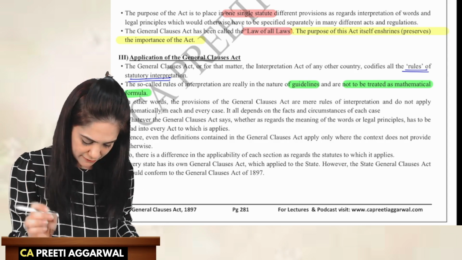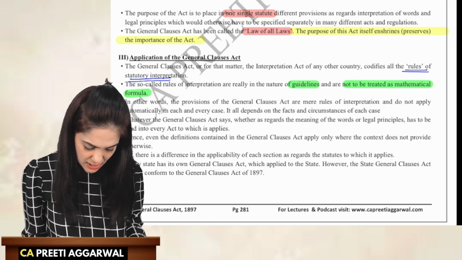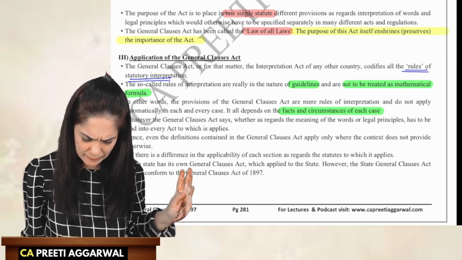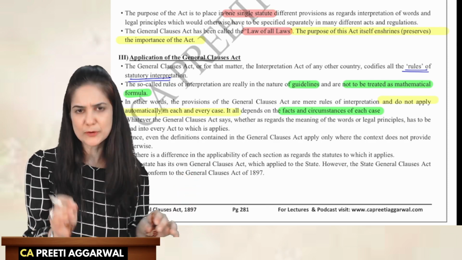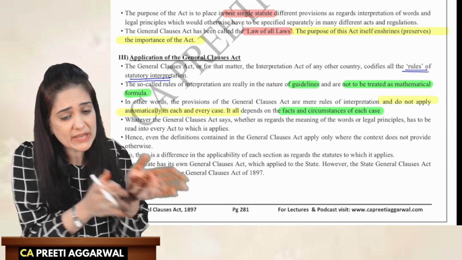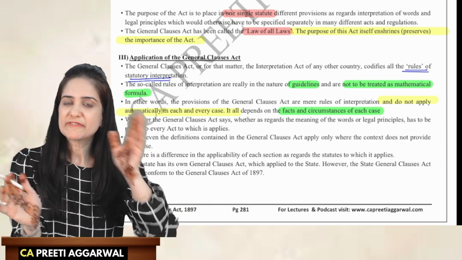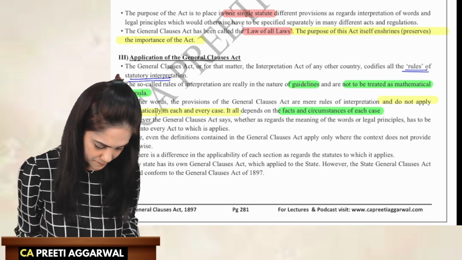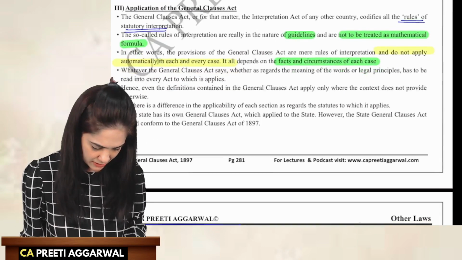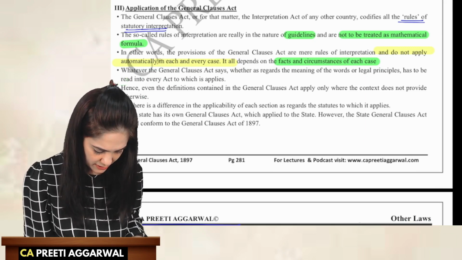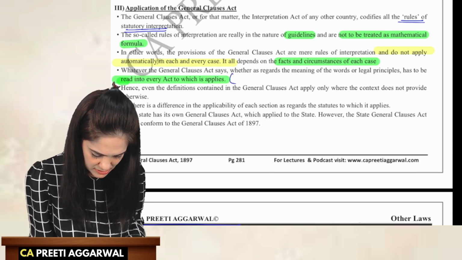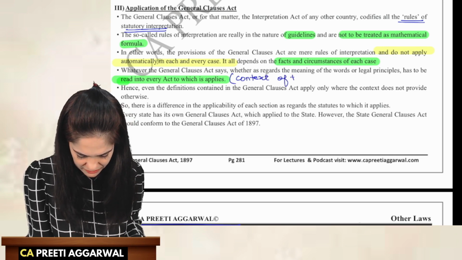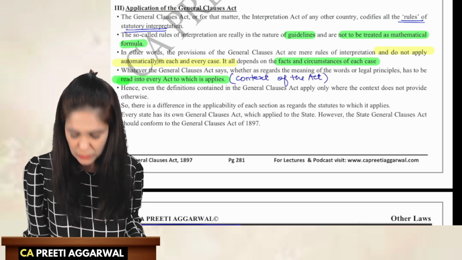You also have to read the context. The facts and circumstances of the case are more important. It does not apply automatically to each and every case, and it will not apply to every case in the same manner. The facts and circumstances of the case will determine how these words are to be interpreted. Whatever meaning it has, it has to be read into the context of the Act, okay?